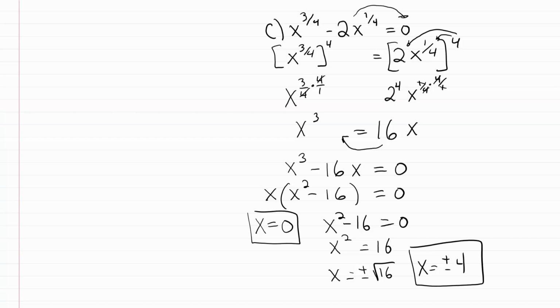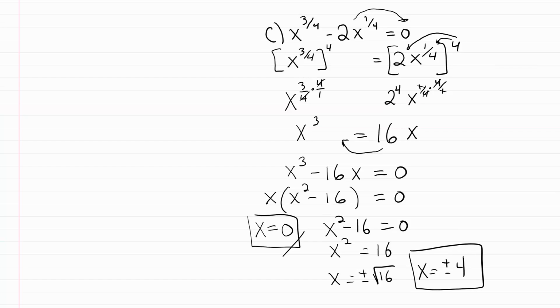So 3 solutions then. We should check these to make sure they work. So let's do that over here. We'll say, first of all, does 0 to the 3/4 power minus 2 times 0 to the 1/4 power indeed equal 0? And I think it does, because of course this is just 0, this product will be 0, we end up with 0 equals 0. So 0 checks, so we can say that's a solution. How about 4 and negative 4?